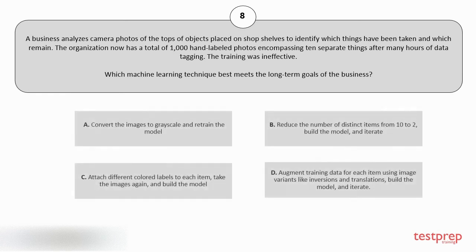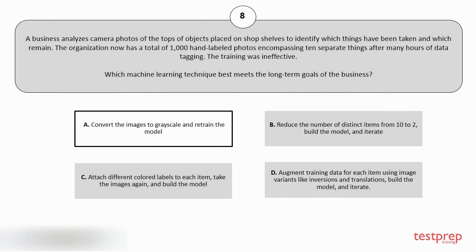Your options are: A. Convert the images to grayscale and retrain the model. B. Reduce the number of distinct items from 10 to 2, build the model, and iterate. C. Attach different colored labels to each item, take the images again, and build the model. D. Augment training data for each item using image variants like inversions and translations, build the model, and iterate. The correct answer is option A.